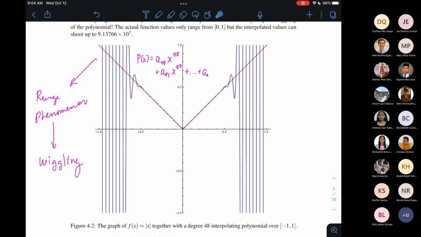Pero yun nga lang nagko-cross siya pero biglang babagsak yung value niya all the way down on the other side of the x-axis. Tapos tataas na naman siya just to satisfy that truth. Alright? Mas mataas yung degree, mas madalas malamang daraan ng x-axis. So dahil doon, magkakaroon ng big drop from a big positive number to a very small negative number, and that causes yung wiggling effect o yung high oscillations na nangyayari.